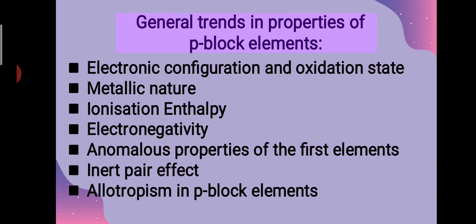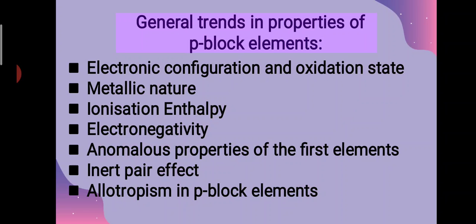Next we saw the anomalous property of the first elements of the p block. Anomalous property means deviating property. If you take group 13, boron alone is a metalloid. It shows a diagonal relationship with silicon in group 14. In group 14, the first element is carbon, which is a non-metal, and its speciality is that it has catenating property and can form multiple bonds because of that.